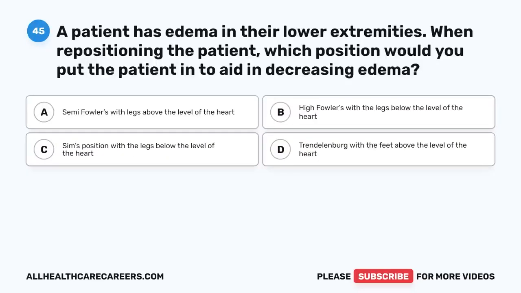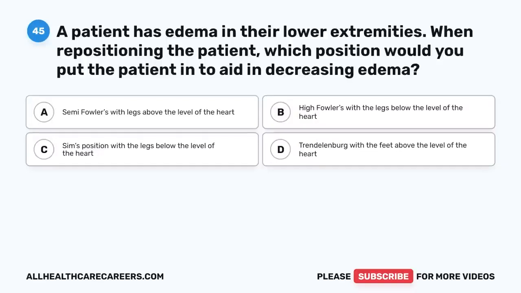Question 45. A patient has edema in their lower extremities. When repositioning the patient, which position would you put the patient in to aid in decreasing edema? A. Semi-Fowler's with legs above the level of the heart. B. High Fowler's with the legs below the level of the heart. C. Sims position with the legs below the level of the heart. D. Trendelenburg with the feet above the level of the heart.